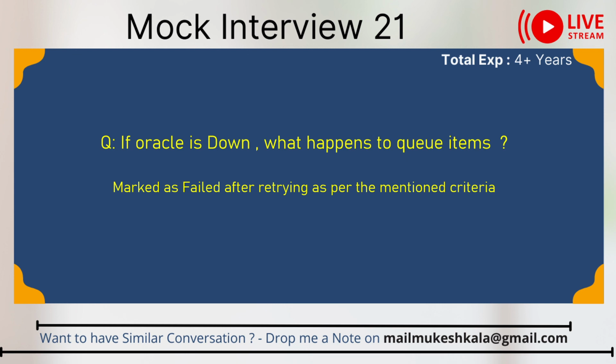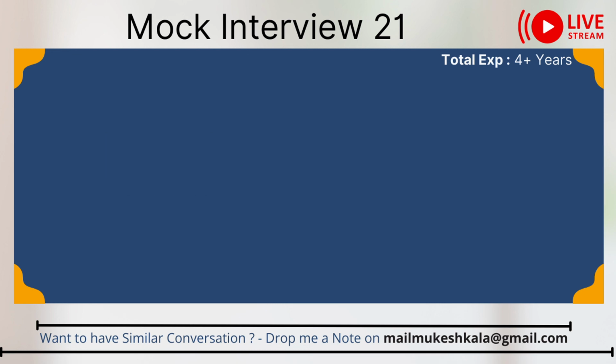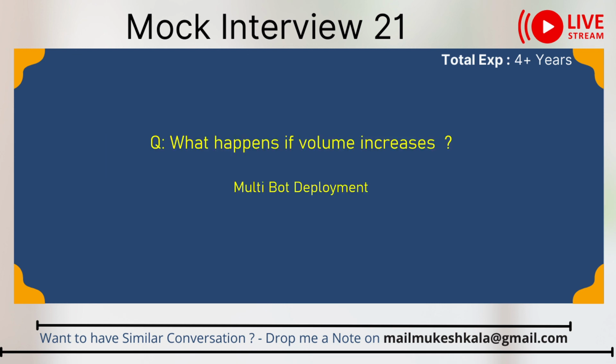It will remain in the same queue. What would be the status of these items in the queue? The status will be in progress, or it will be like some error. If it is more than 24 hours, it will be in abandoned state. For more than 24 hours, it will automatically go to abandoned. Okay, fine.